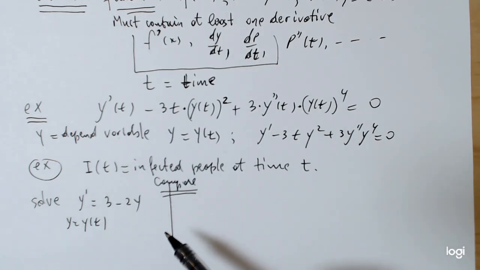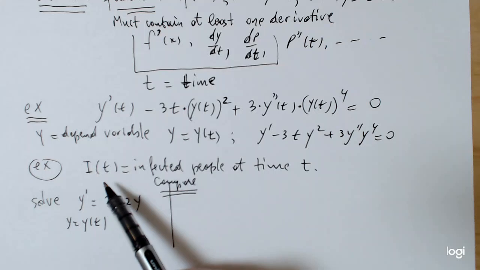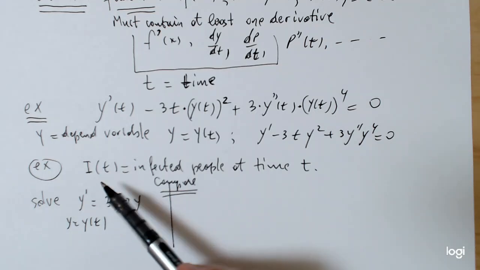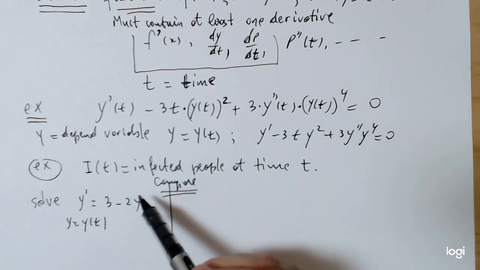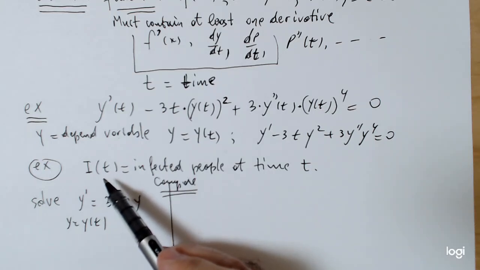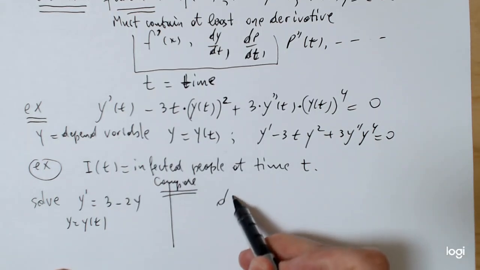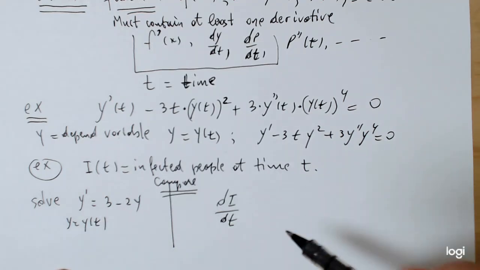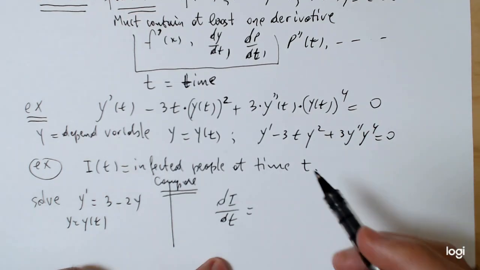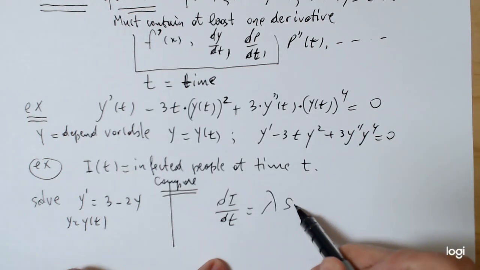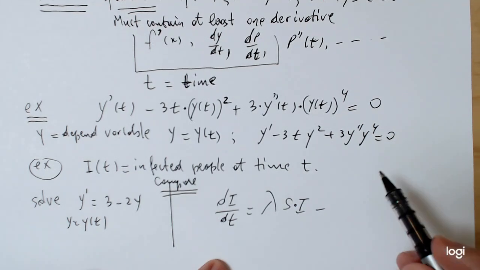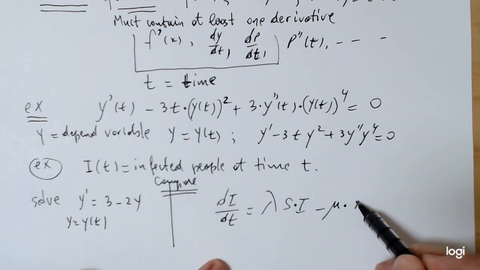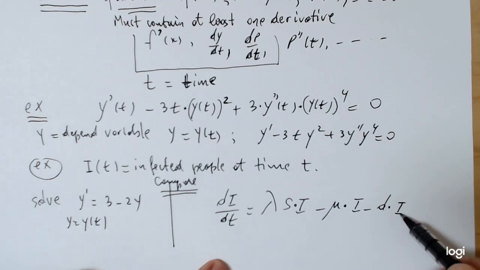everything is a variable for a very good purpose, which will become obvious as time goes on. And then it's important to make the distinction between the unknown and all the other parameters. So for example, an equation involving the infected people at time t may appear like this, dI/dt. Okay, so far not much of a difference from this example, but then you'll see terms like, let's say, lambda S times I minus mu times I minus d times I.